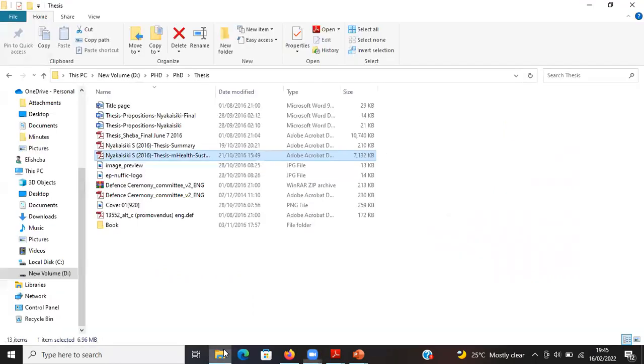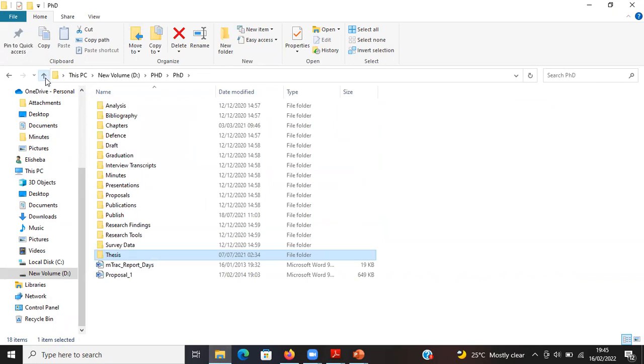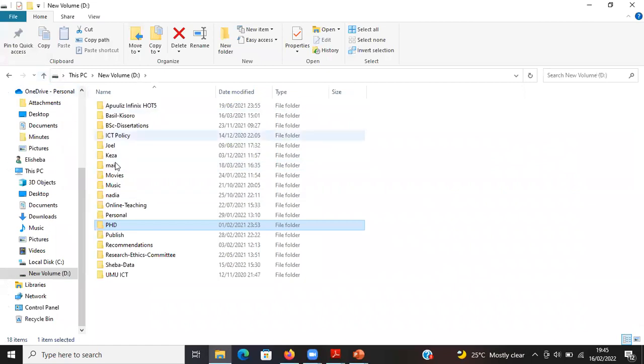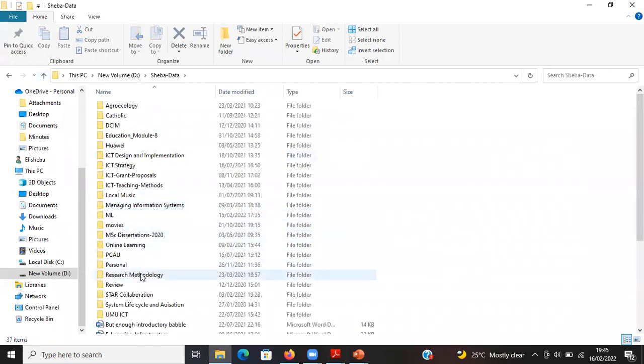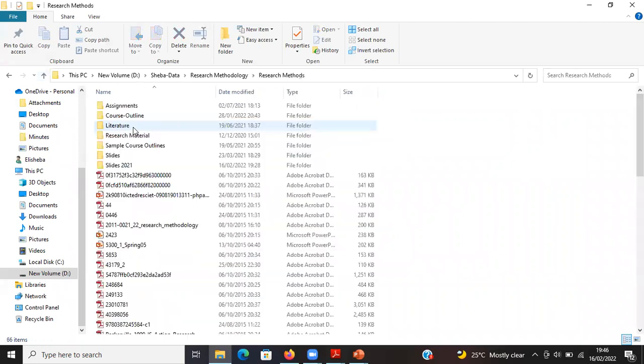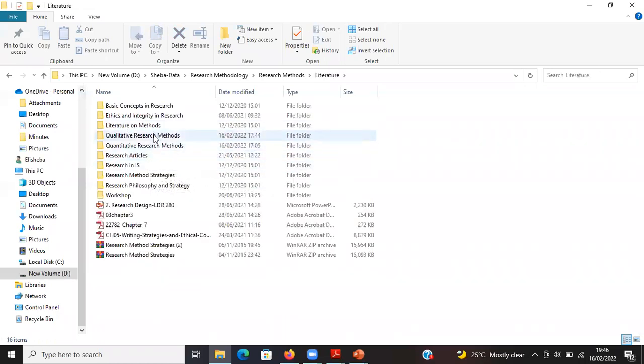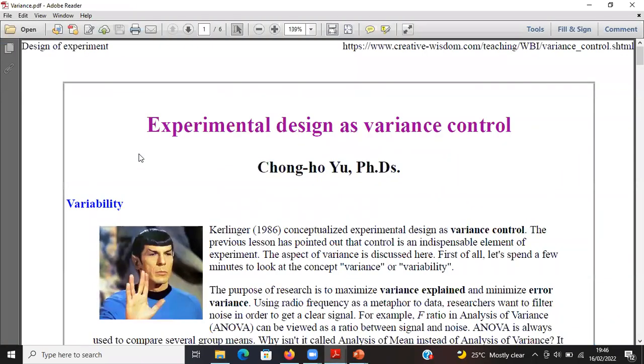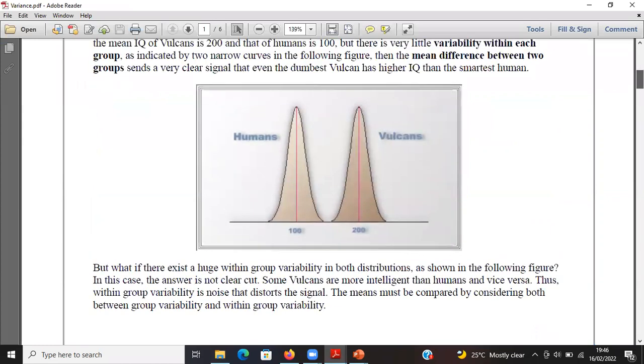Let me actually pull out a paper which demonstrates very well what I mean by variance of one group in comparison to another. Let me just pull up a graph briefly. Okay, this is what I mean by variance. This was a different example, showing humans versus Vulcans. Vulcans is a hypothetical alien race.